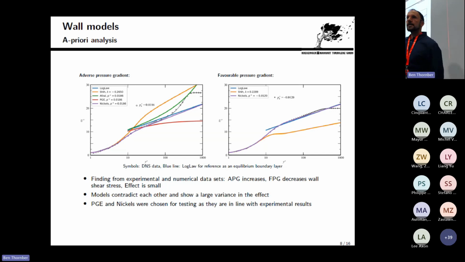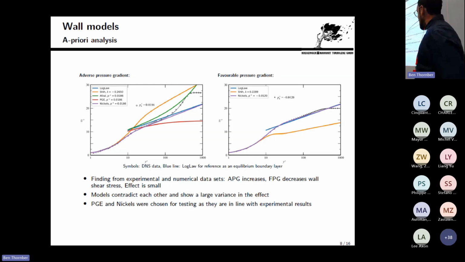So they really contradict each other. In experiments, it's always like this: in the adverse pressure gradient, the curve goes down, and in the favorable pressure gradient, the curve goes up. You still have to keep in mind what we really talk about here. What happens here is resolved anyhow. This is in the outer layer, so we usually only need to look at this region.